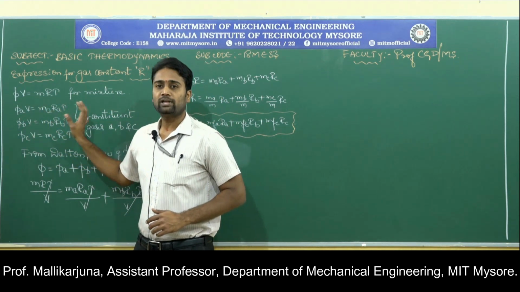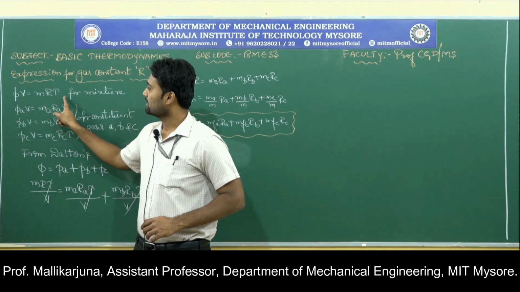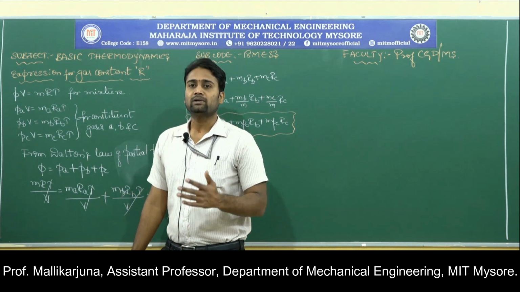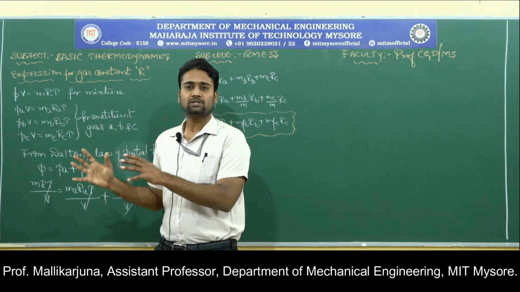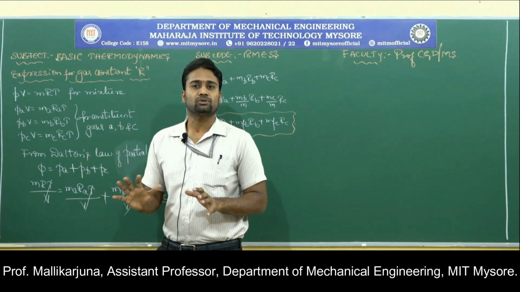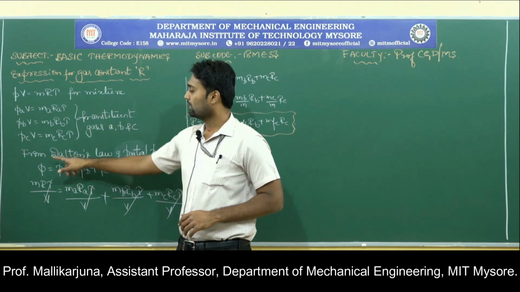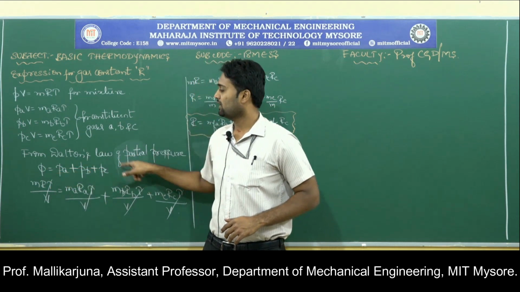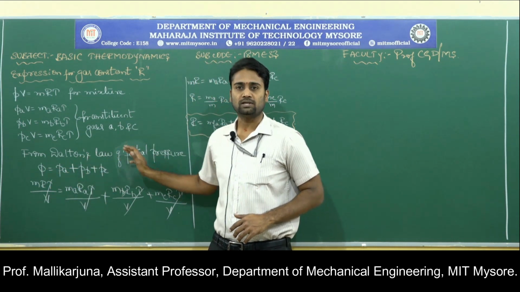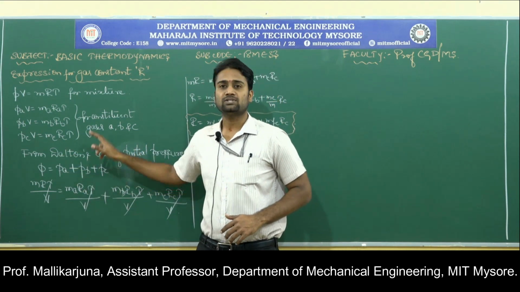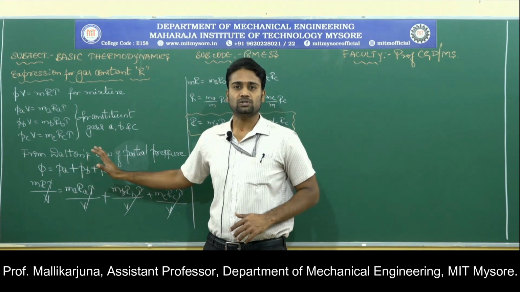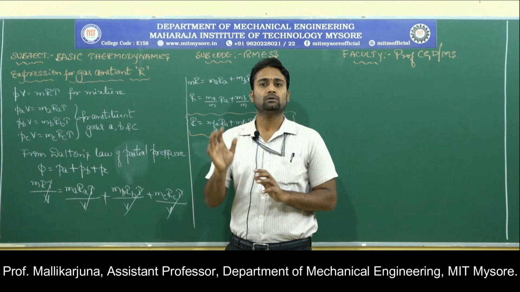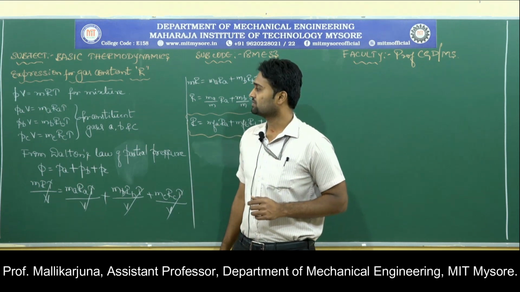Here one thing is for sure, we need to observe that V and T for the mixture and V and T for the constituent gases will remain constant. What I mean to say is the volume and temperature of the mixture as well as the volume and temperature of individual constituent gases are the same. Now from Dalton's partial pressure law, I know the overall pressure of the mixture is equal to the summation of partial pressures of individual constituent gases when both are at the same volume and temperature. So this is the law: P is equal to PA plus PB plus PC when V and T are constant for both the mixture as well as for individual constituent gases.